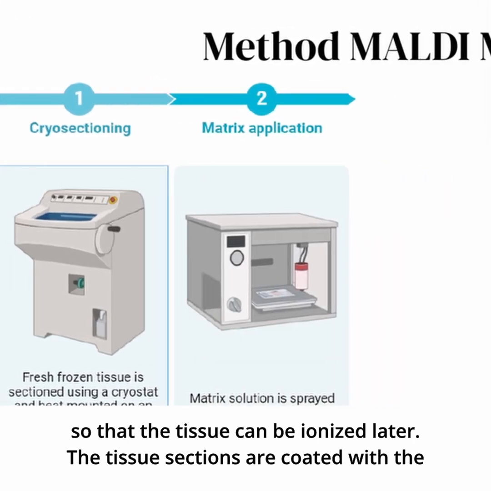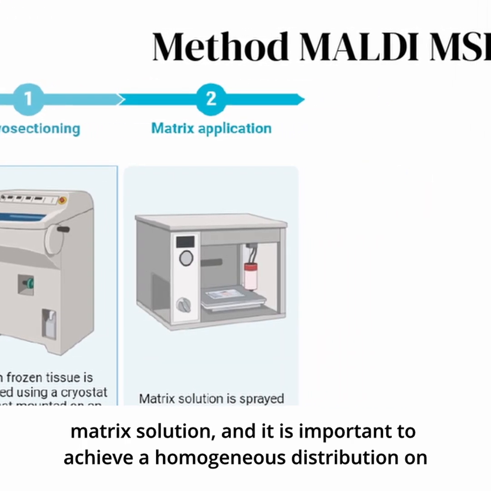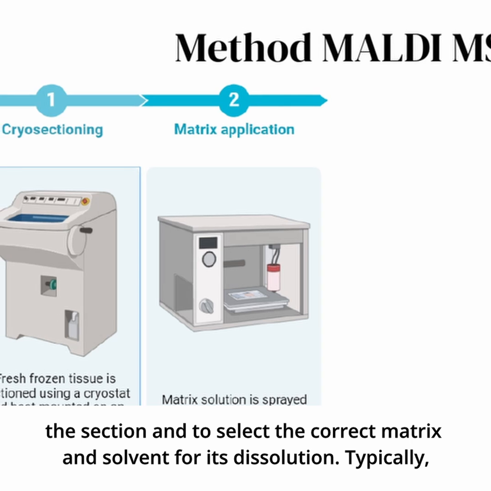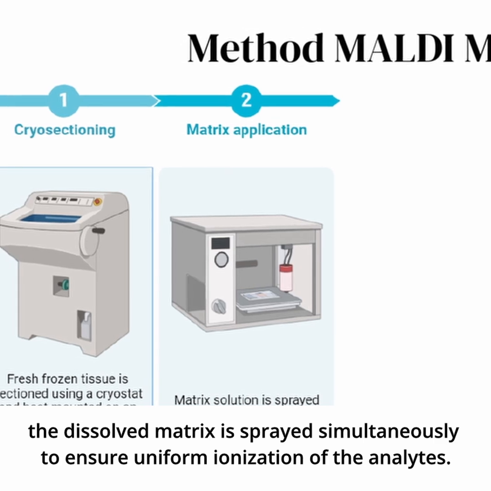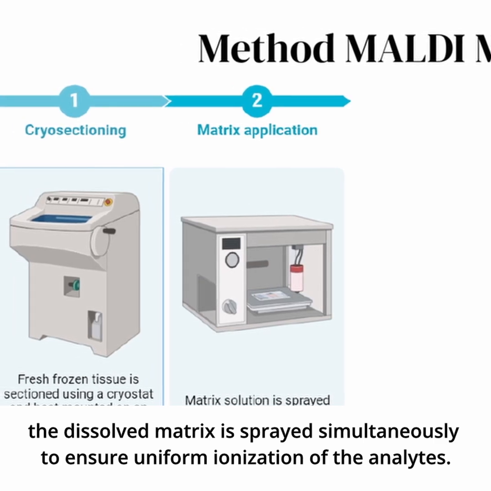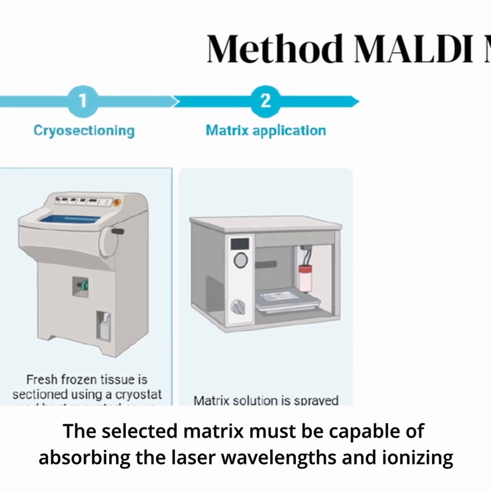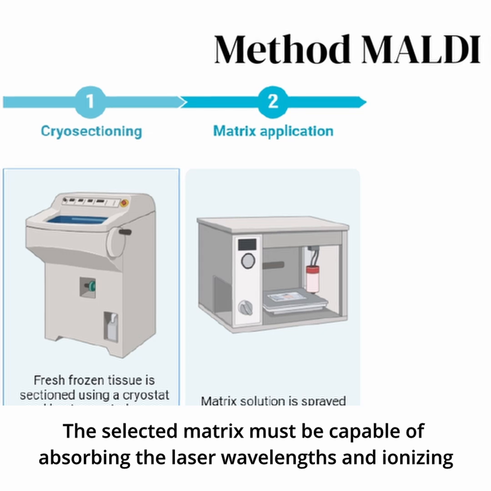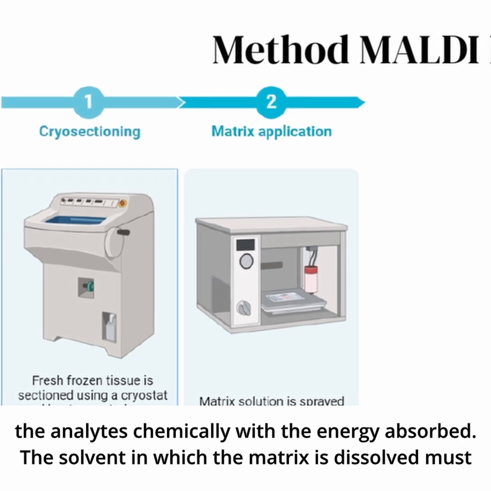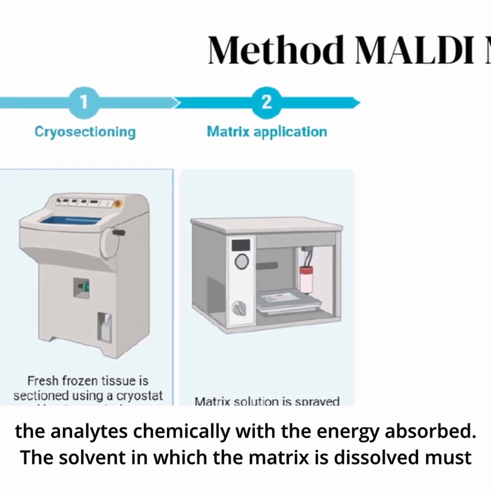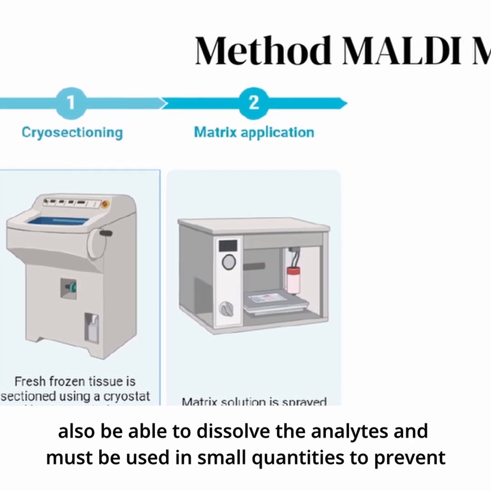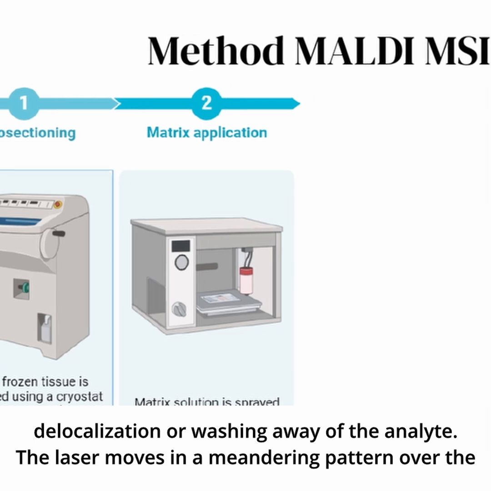The tissue sections are coated with the matrix solution, and it is important to achieve a homogeneous distribution on the section and to select the correct matrix and solvent for its dissolution. Typically, the dissolved matrix is sprayed simultaneously to ensure uniform ionization of the analytes. The selected matrix must be capable of absorbing the laser wavelengths and ionizing the analytes chemically with the energy absorbed. The solvent in which the matrix is dissolved must also be able to dissolve the analytes and must be used in small quantities to prevent delocalization or washing away of the analyte.